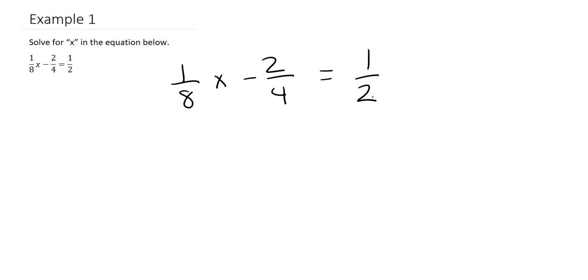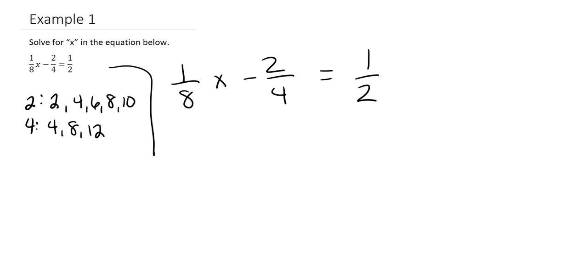Well, if we need to get rid of all the fractions, we're going to multiply by the least common denominator. Let's go ahead and look at multiples to find the least common denominator. So we have 2, 4, 6, 8, 10. Let's just go up to there. 4 is 4, 8, 12. And then 8 would be 8, 16, 24. So let's see. Well, 8 and 8. So 8 would be our least common denominator. It's the first number between all these numbers that would have a common denominator.